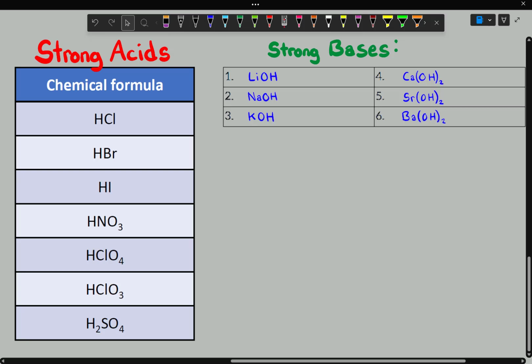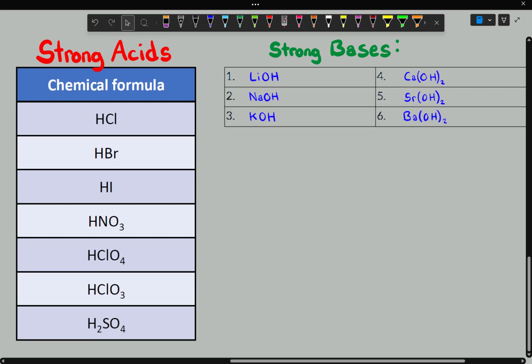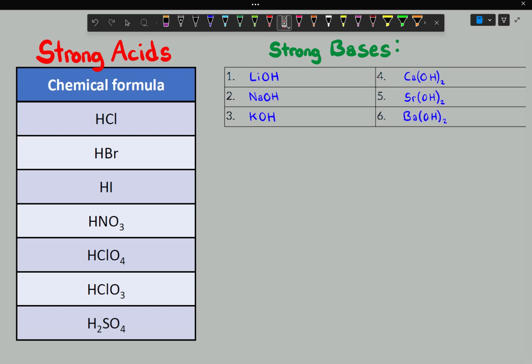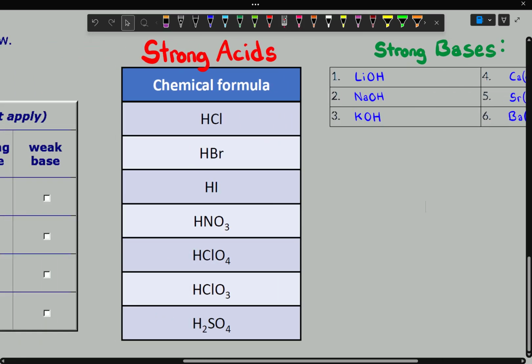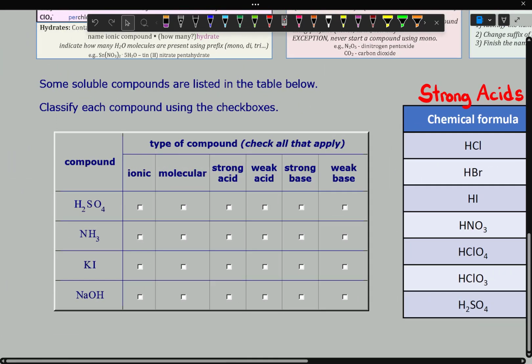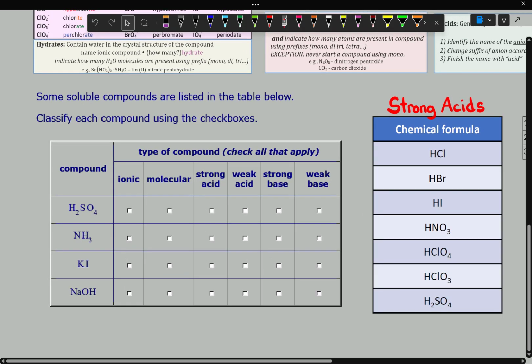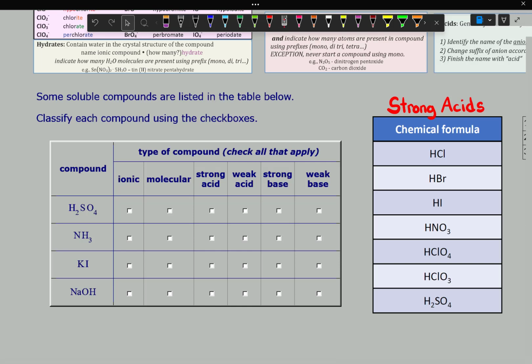In Chem 60, I don't think that bases are as focused on as acids are, but for instance, this is taken from my Chemistry 102 class that I'm taking. As for the strong acids, you will eventually need to know them as well as their names, but for the purpose of this ALEKS question, we're just going to use it as a reference to answer the question. It says, some soluble compounds are listed in the table below. Classify each compound using the checkboxes.